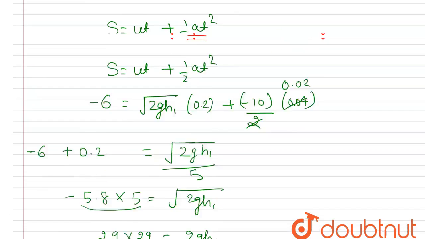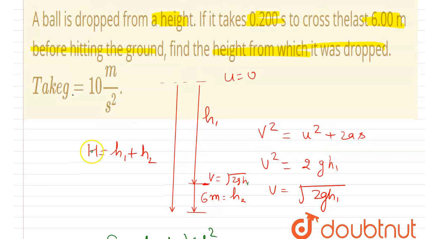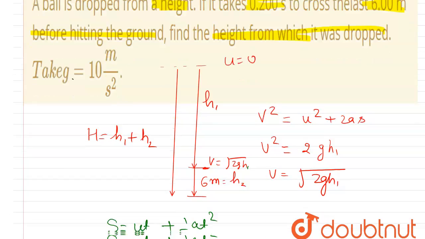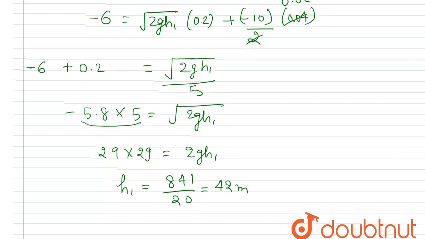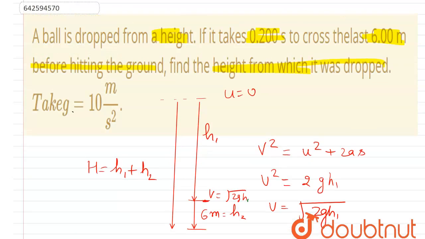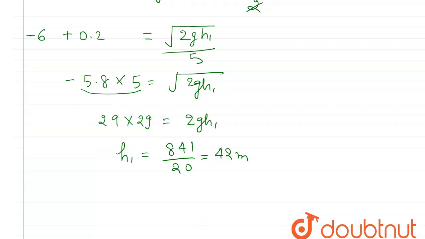Now we want capital H, right? So the capital H is h1 plus h2, and h1 here we calculated is 42 and h2 is 6 meter, right? So just add the two to get the answer. Simple.